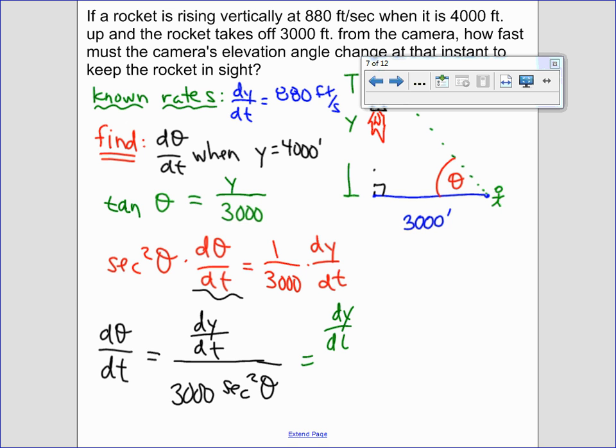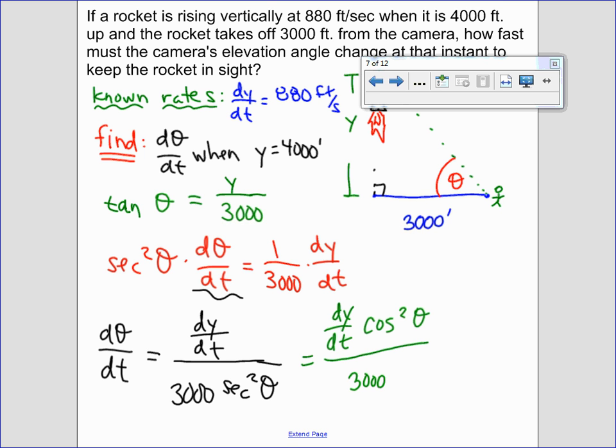It's going to be easier for us to evaluate a cosine than it is a secant, because that's one of our big three trig functions, sine, cosine, tangent. I agree. I think that's a great idea. Let's rewrite cosine squared theta on top, secant squared theta on the bottom, and I still have a 3,000. All right. Are we ready to evaluate?